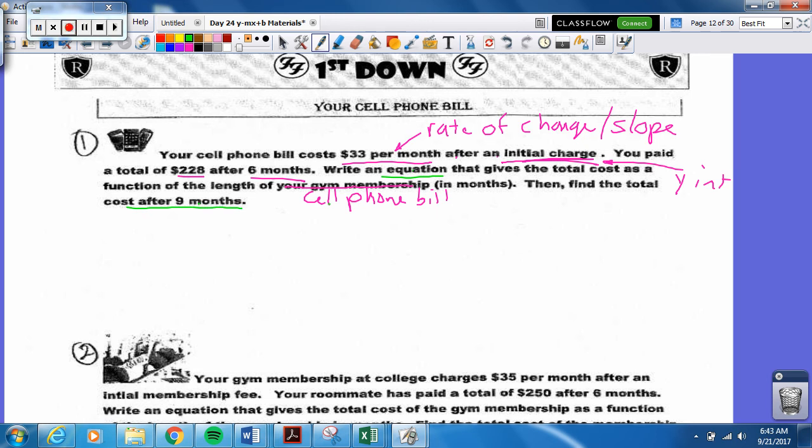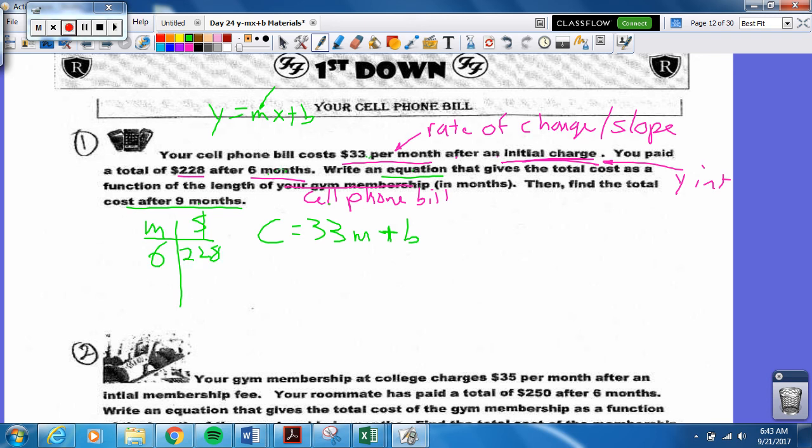No problem. Okay. So the cost equals, well, we already know the rate of change, the slope, because we're looking at y equals mx plus b. So we already know this, which is the slope, the rate of change, $33 a month, plus that initial fee, which is your y-intercept, which is the initial fee when you have 0 months. Okay, no problem. It also gives us this information. So we have months and dollars. It says 6 months here is 228 smackaroos.